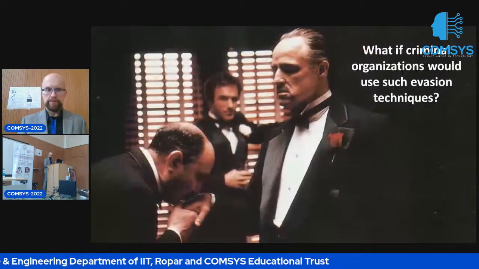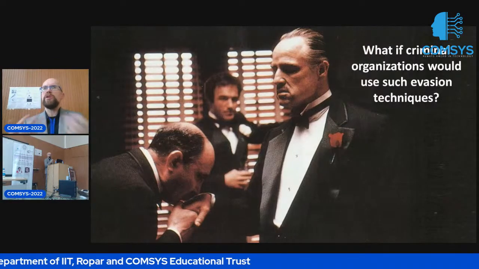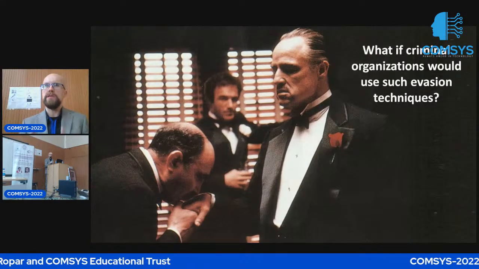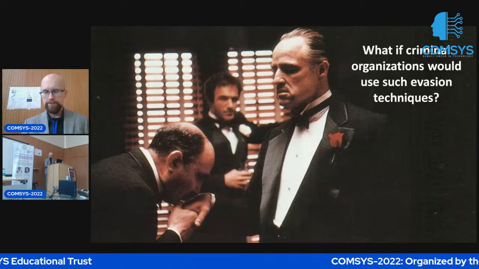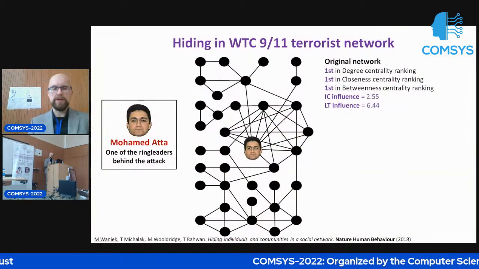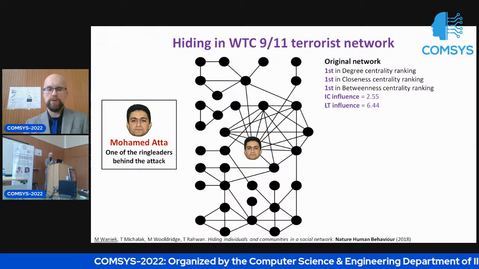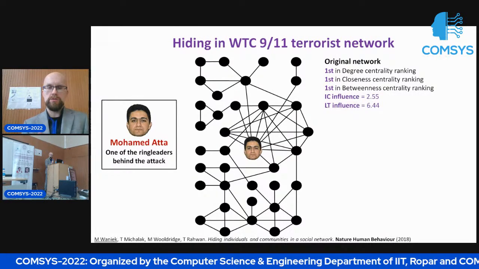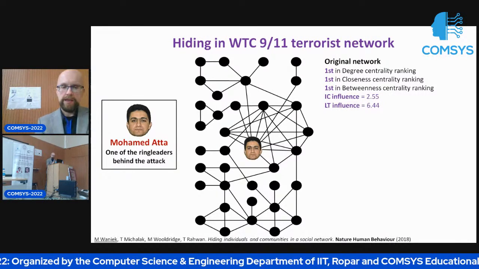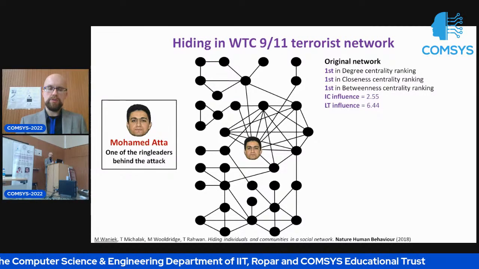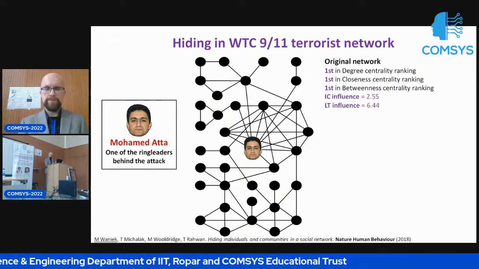Okay. So let's see what happens if some really bad guys would use this heuristic in an actual social network. This is a very well-known network of terrorists from the 9/11 attacks, which was composed by Krebs in 2001. And the node in the middle is Mohammed Atta. He was one of the ringleaders behind the attacks.